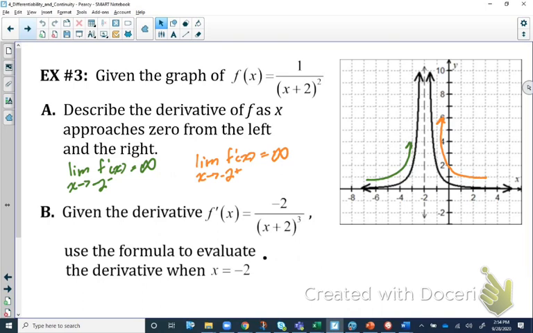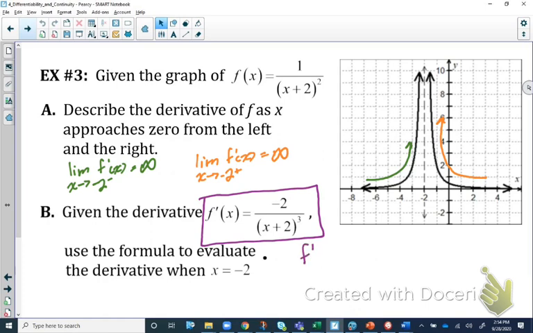So part B, given the derivative, so here this is the actual derivative of the function, and we haven't gone into the properties of derivatives yet, so we could definitely get this without having to use the limit definition of the derivative. But that is the derivative of the function that was given to you, and it's asking you to use that derivative to evaluate the function when x is negative 2.